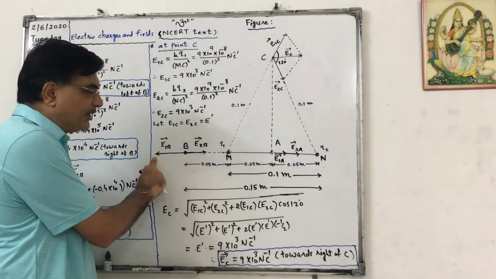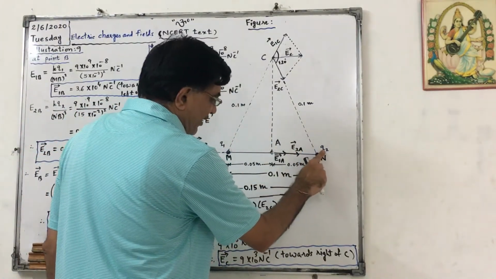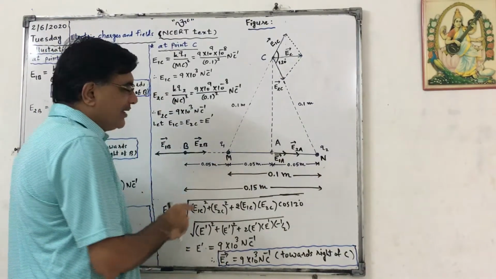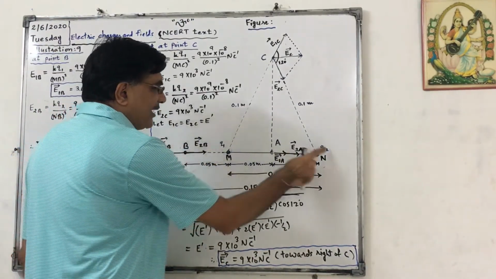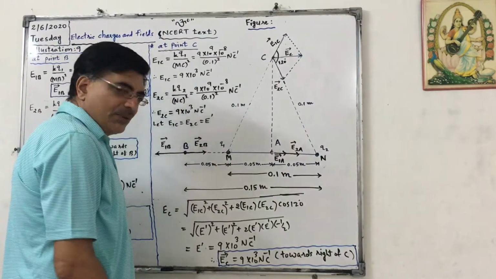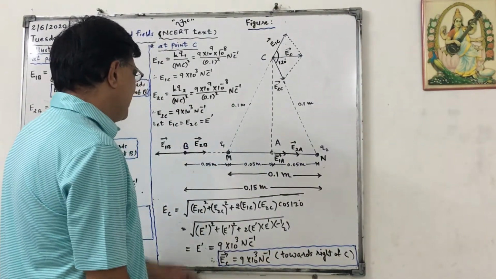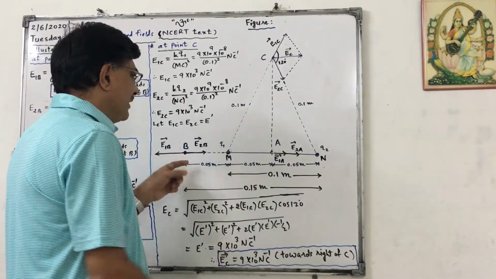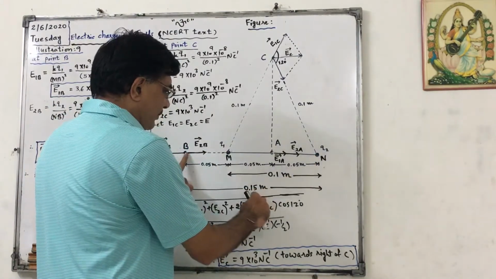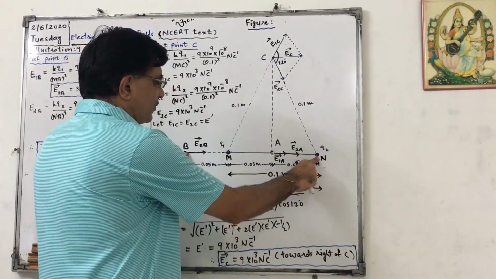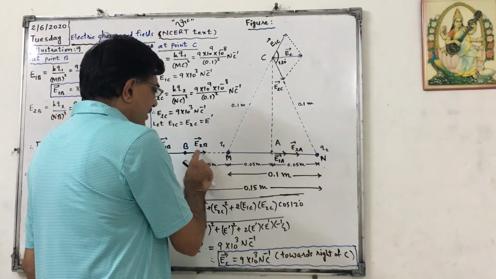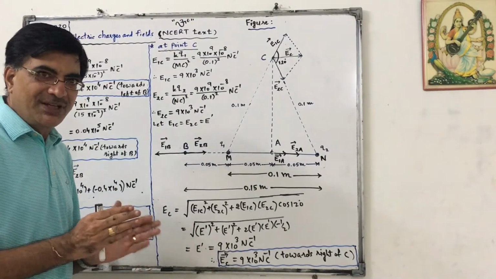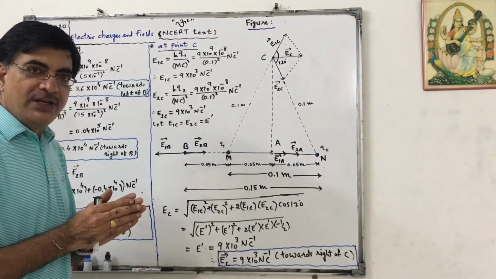That is vector E1B. And Q2 is negative. So if I put a unit positive charge here, this Q2 will attract. So electric field intensity at B by Q2 will be in this direction. It is obvious that as this distance is less, E1B will have more value, and this distance is more, that is 0.15 meter, so E2B will have less value. So at the end we will have to make the vector sum of both. Let us first of all find out the magnitudes.